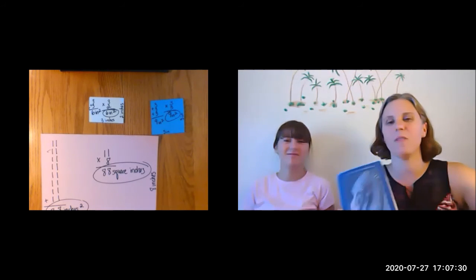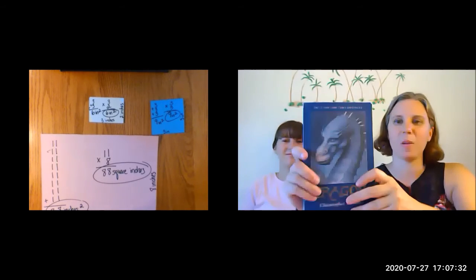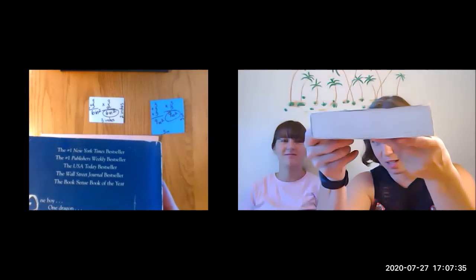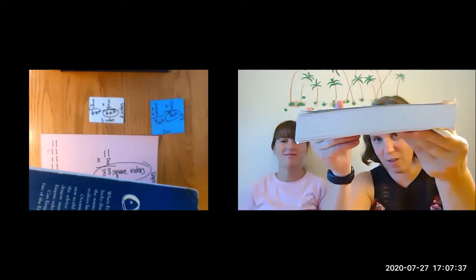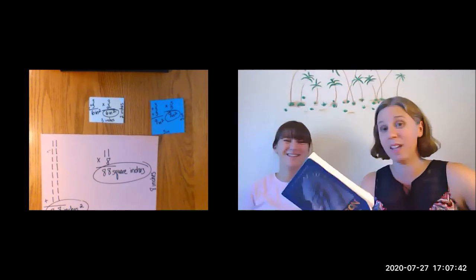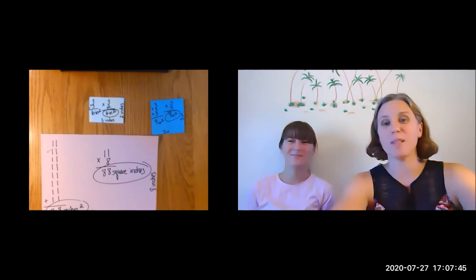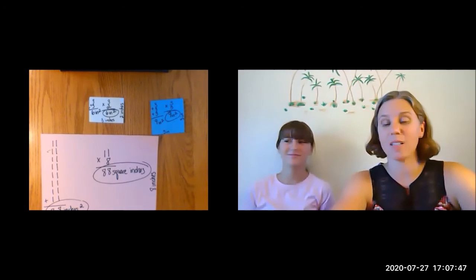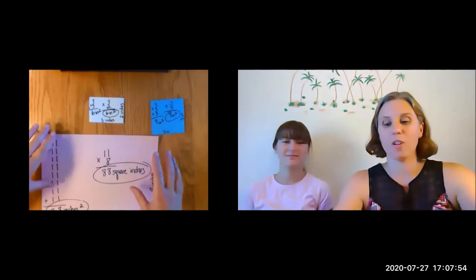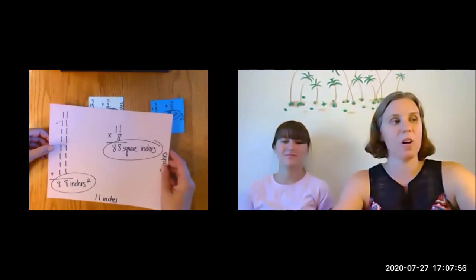Another place you can find rectangles, not just the cover of a book, but the side of a book is a rectangle. This side is a different rectangle. Maybe it would be fun to find how many different rectangles are on one object. So that is my challenge to you, is that you find some rectangles in your environment to find the area of.